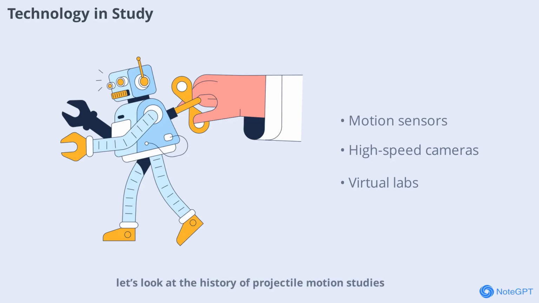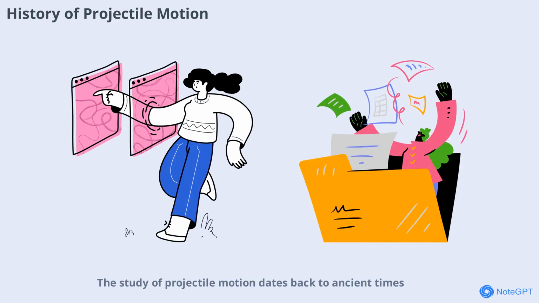Next, let's look at the history of projectile motion study. Study of projectile motion dates back to ancient times. Early scientists like Galileo and Newton made groundbreaking discoveries about how objects move. Galileo's experiments showed that projectiles follow a curved path, while Newton's laws provided the mathematical framework. Understanding this history helps us appreciate the progress in physics.